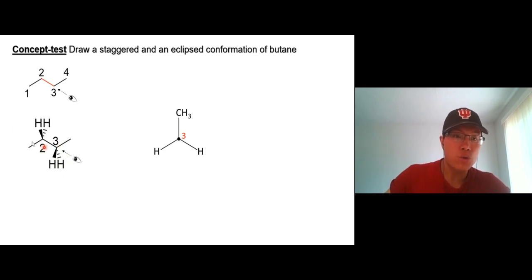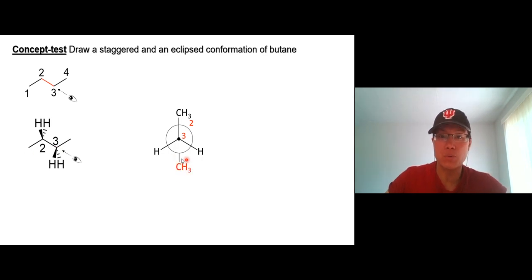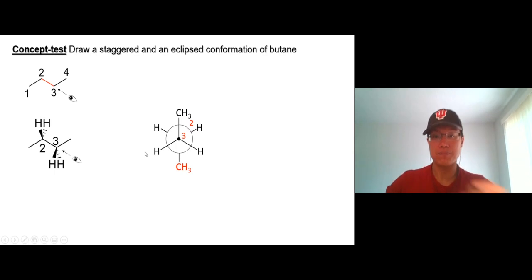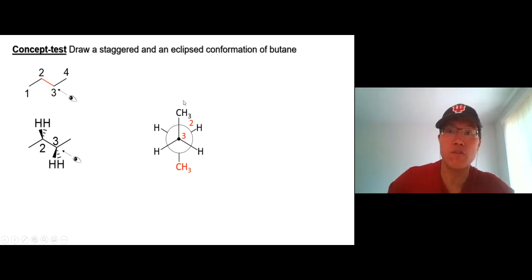Now look through the bond. Carbon 2 will be at the back of carbon 3, so I'm going to use the big circle to represent carbon 2. The methyl group points down, so you're going to see this methyl group right below carbon 3. I'm going to put the red methyl group right there. And the 2 hydrogens will point to the top, to the left and to the right. The wedge line is to the left, the dashed line to the right, and they both point up. Got that? That is a staggered conformation of butane.